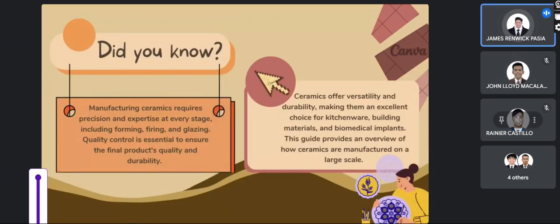The next part will be the manufacturing process of ceramics. Manufacturing ceramics requires precision and expertise at every stage, including forming, firing, and glazing. Quality control is essential to ensure the final product's quality and durability. Ceramics offer versatility and durability, making them an excellent choice for kitchenware, building materials, and biomedical implants. This guide provides an overview of how ceramics are manufactured on a large scale.